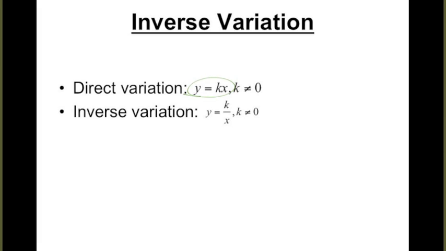An inverse variation is a division variation, so that y is equal to k divided by x. So direct variation is a multiplication relationship. An inverse variation is a division relationship.